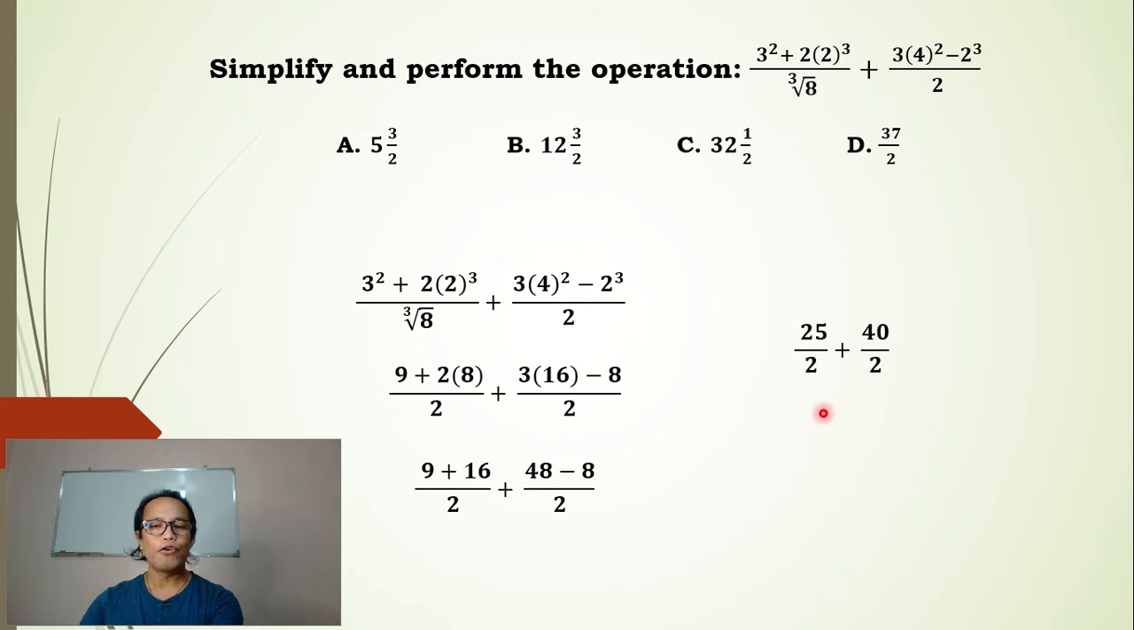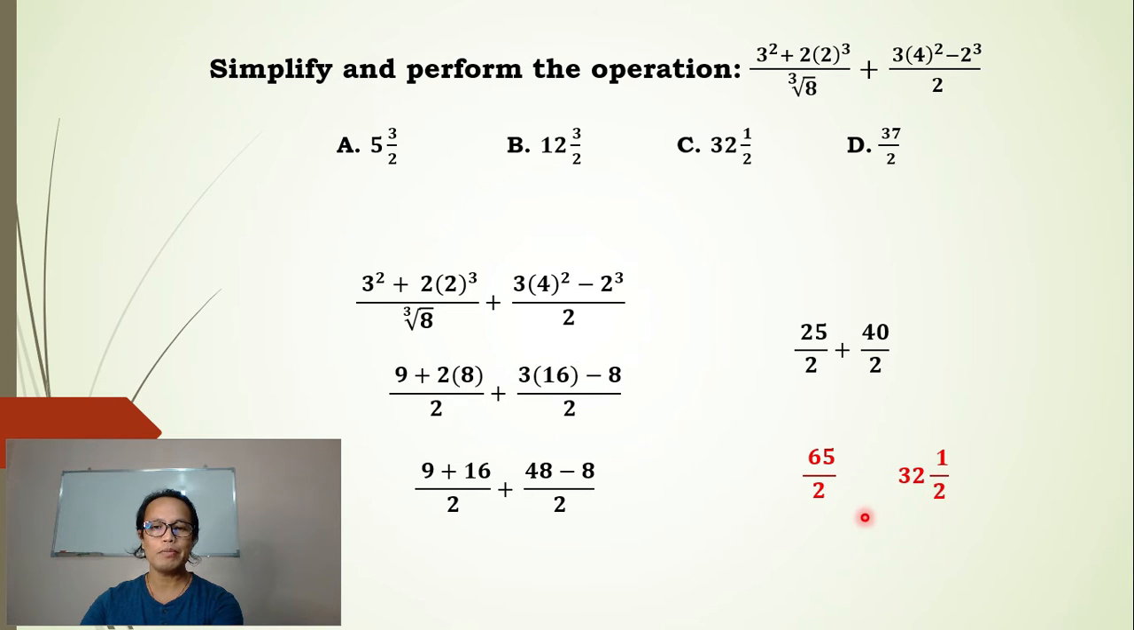Then, of course, according to the rule in addition of fractions, if the fractions have the same denominator, what we need to do is just simply add the numerators. So we do not have to find the LCD because the denominator is the same. So what we need to do is just simply copy the denominator 2 and add the numerators. So that is 25 plus 40, which is 65. So this is 65 over 2, and we can simplify this one by expressing this improper fraction as a mixed number, which is equal to 32 and 1 half.